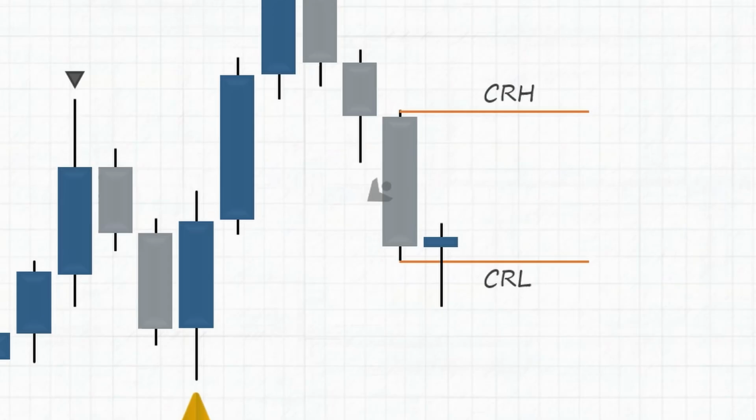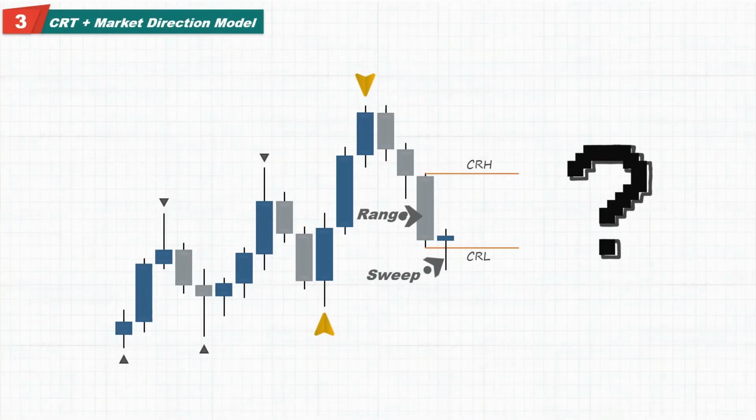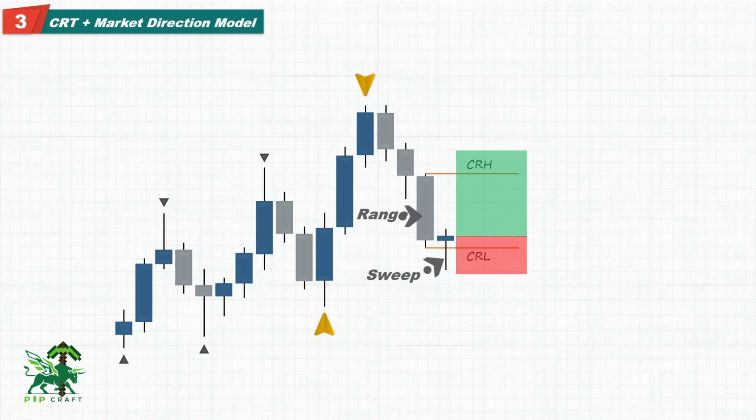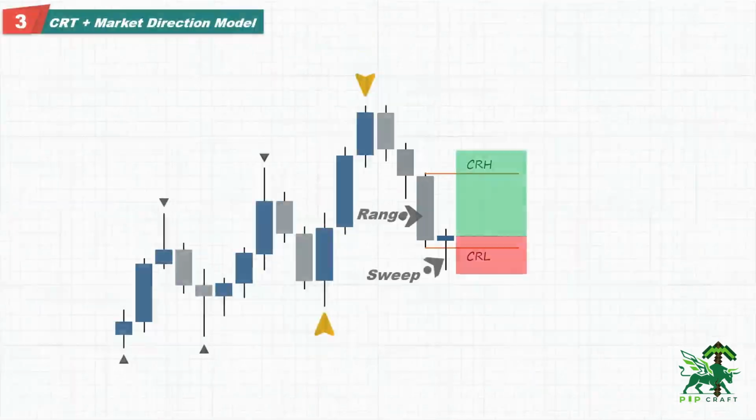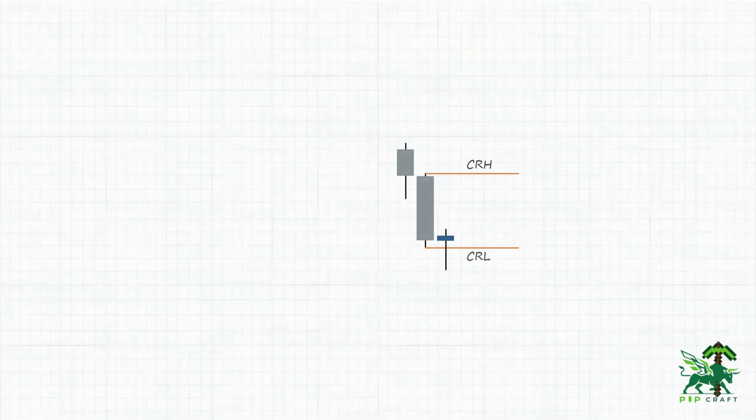We now have both the range and the sweep. Now the question is, where do we enter? One simple way is to open a buy position right after the sweep candle closes. But there's a better and more optimized way. We can zoom into a lower time frame to find a more accurate entry. For example, if we are on the 1-hour chart, we can go down to the 5-minute or 15-minute chart.